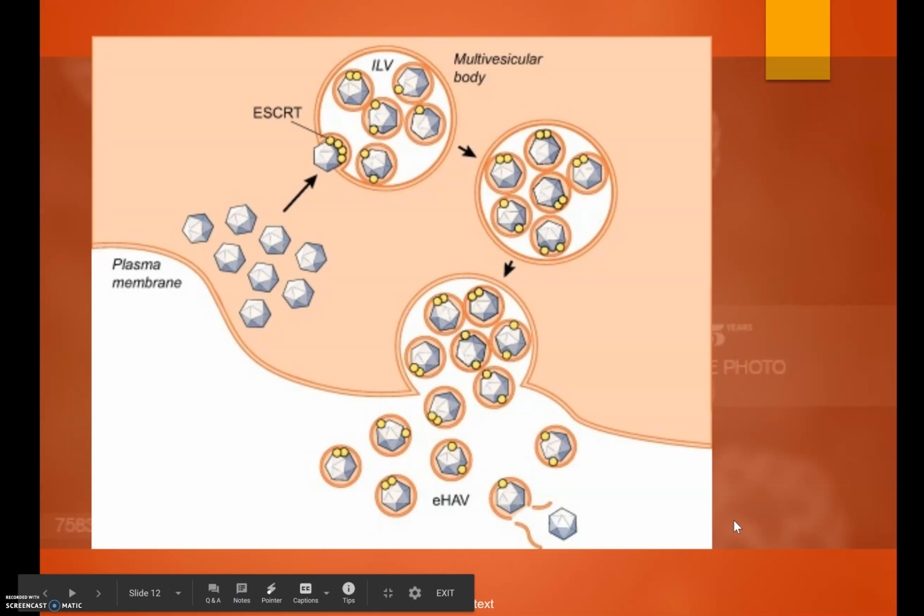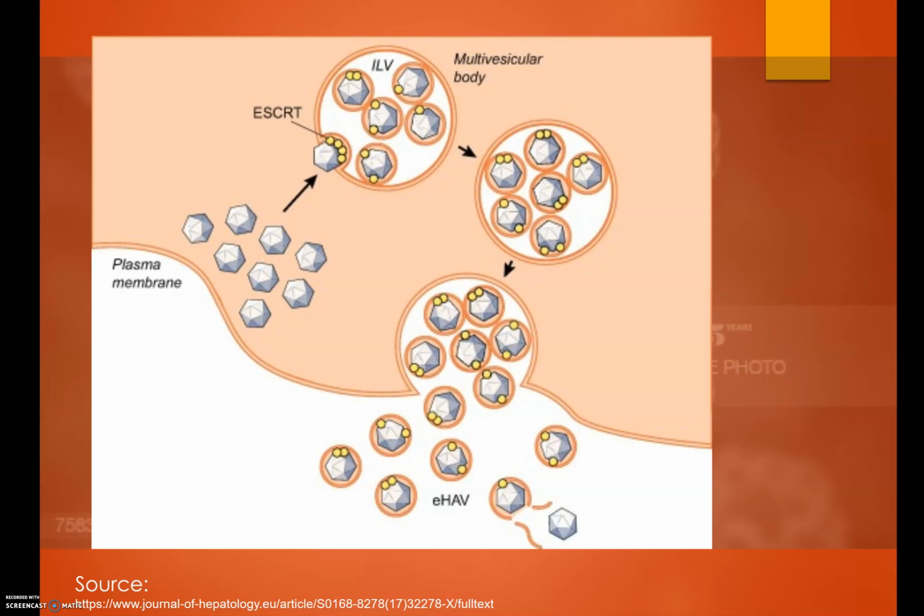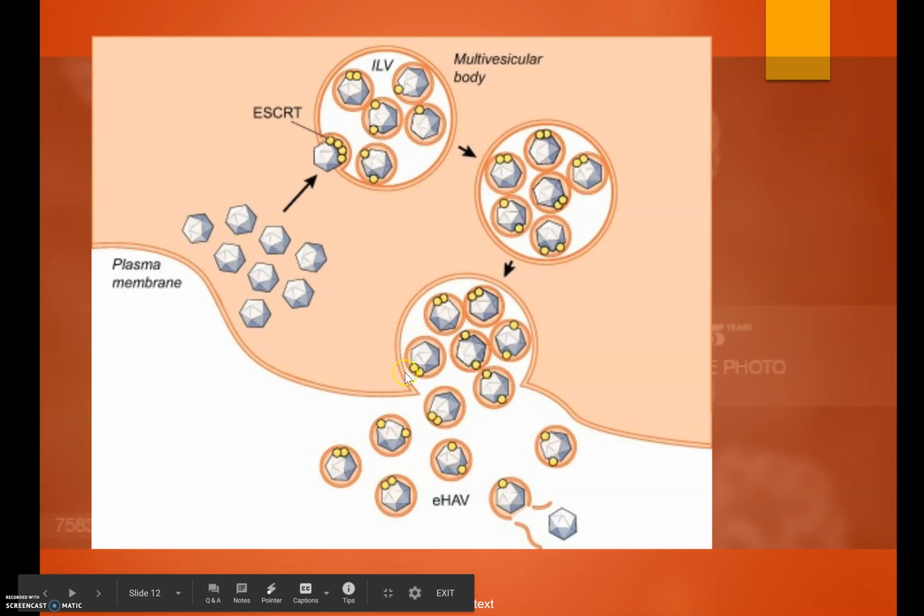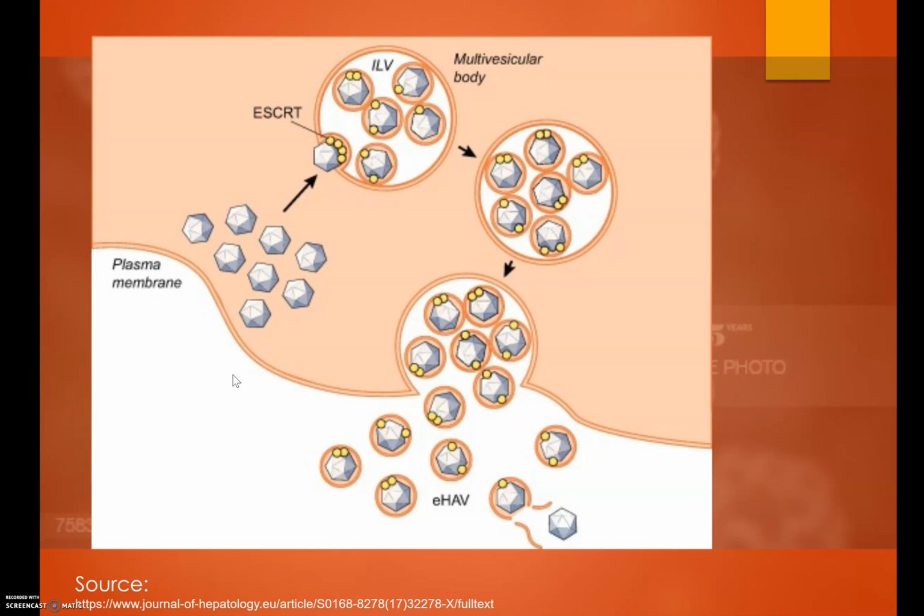So this is an image depicting the course of a quasi-enveloped hepatitis A viral particle into the cell. Okay? It goes into the plasma membrane and then uses a vesicle to travel farther, gets to the lysosome, and then it's degraded, and then it's able to travel.